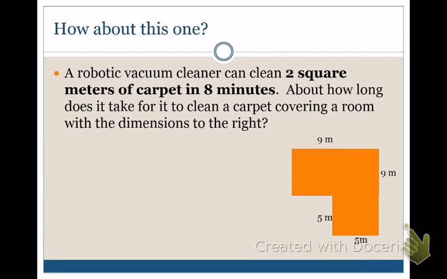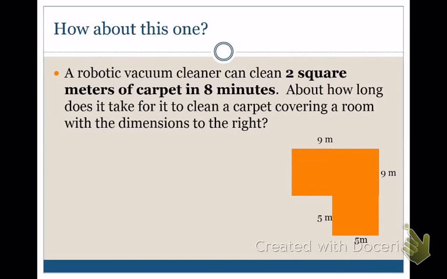Now, last but not least, I want to show you one more thing so you can get to your homework and be able to do it pretty well. A robotic vacuum cleaner can clean 2 square meters of carpet in 8 minutes. About how long does it take for it to clean a carpet covering a room with the dimensions to the right? Now, we can certainly cut this up into 2 regions and then add those two, the rectangle and what would be basically a square.